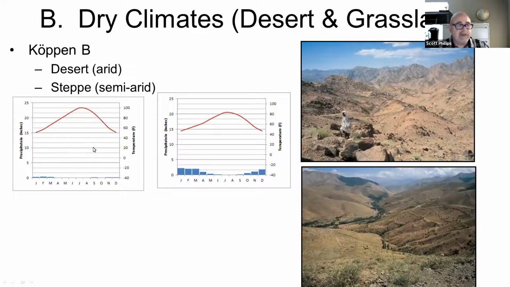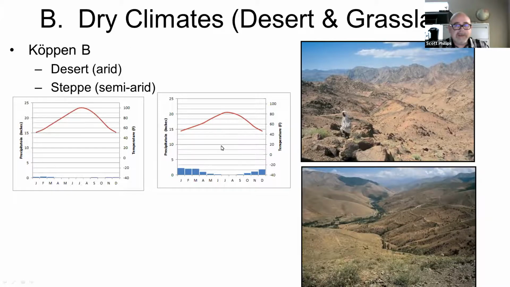This is a climate graph. These are some examples in California. This is a desert, this climate graph is in Death Valley. And the thing to note about it is the very low amount of rainfall that it gets. So these blue bars show the amount of rainfall. In Death Valley, there's very little.